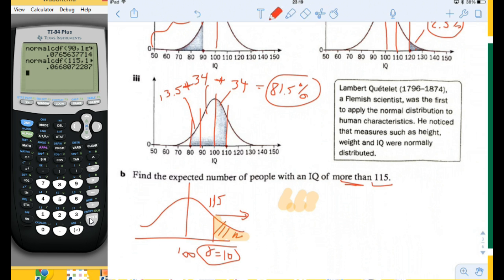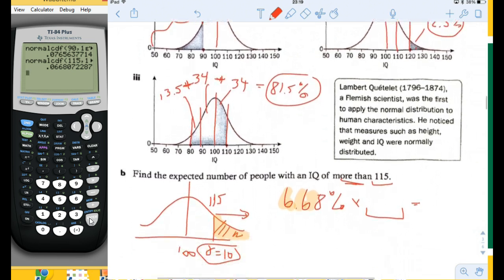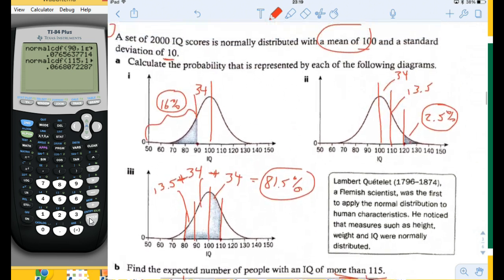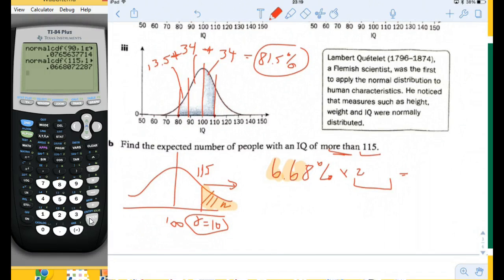6.68%, and I would multiply that times the total number of people to get the expected number of people with an IQ of more than 115. And there are 2,000 IQ scores total, so I'm multiplying times 2,000. So I would multiply 0.0668 times 2,000, and I'll do that with my calculator. And I get 133.6, okay?